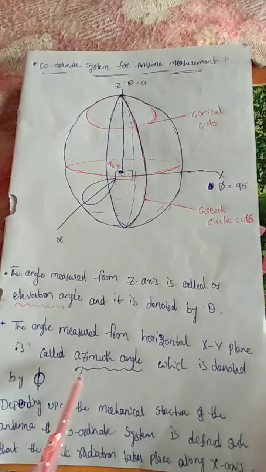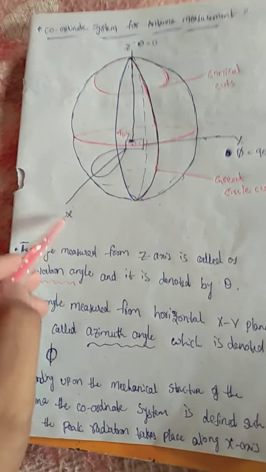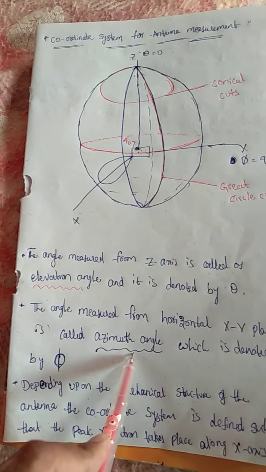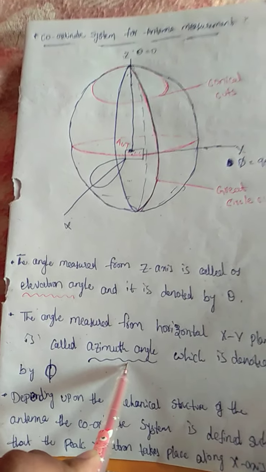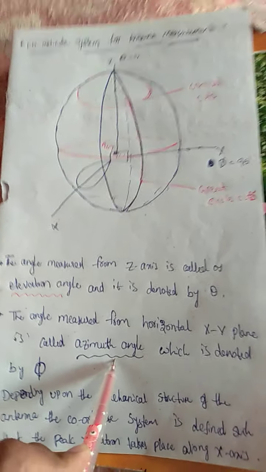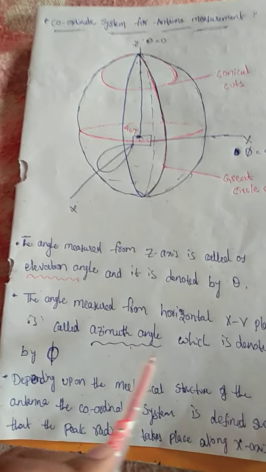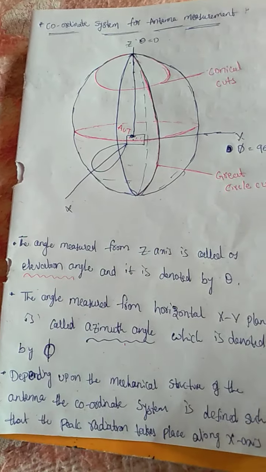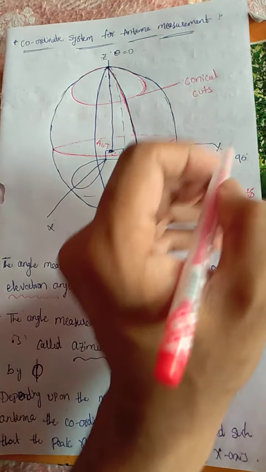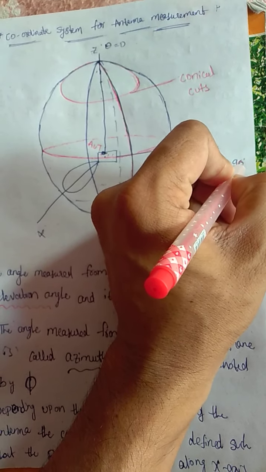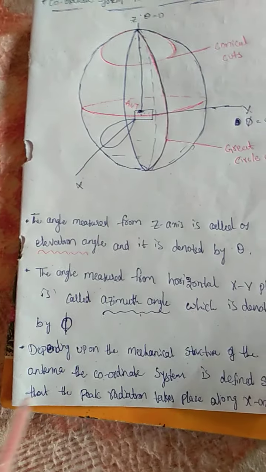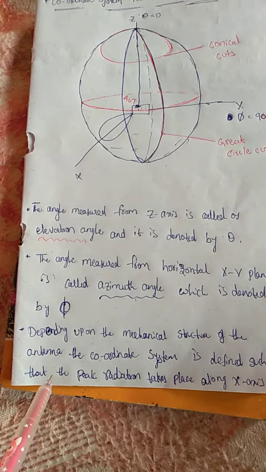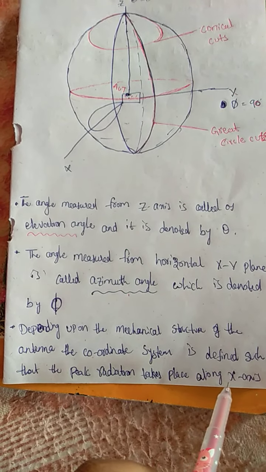The angle measured from the horizontal xy plane is called the azimuth angle, or the horizontal angle. Another name for the horizontal angle is the azimuthal or azimuth angle, which is denoted by phi. Here phi we can consider as 90 degrees. Depending upon the mechanical structure of the antenna, the coordinate system is defined in such a way that the peak radiation takes place along the x-axis.